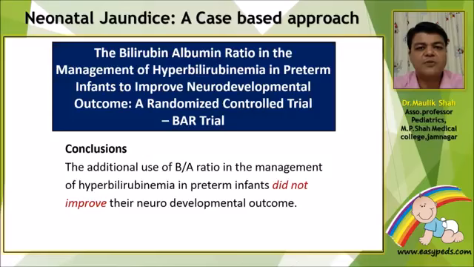Recently, the conclusion of this study has arrived, and they have concluded that additional use of bilirubin-albumin ratio in the management of a premature baby for hyperbilirubinemia did not improve the neurodevelopmental outcome. However, all the other conclusions one needs to look at in detail by reading this article live online.